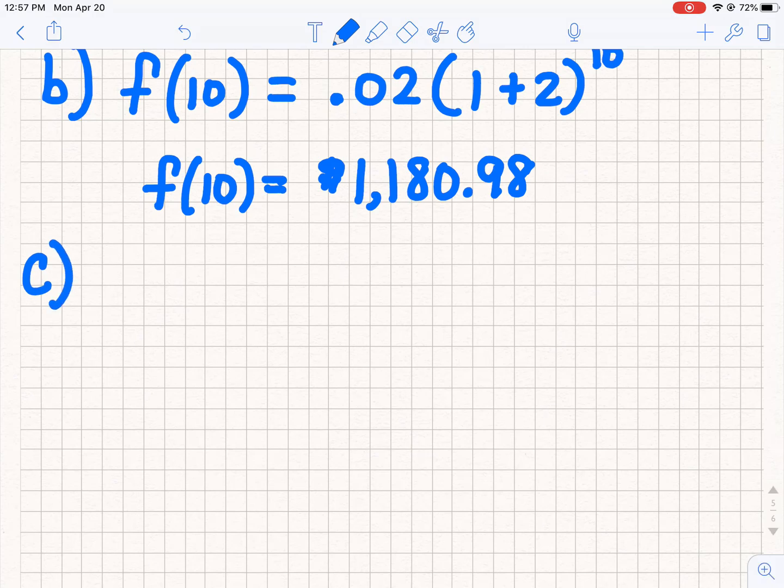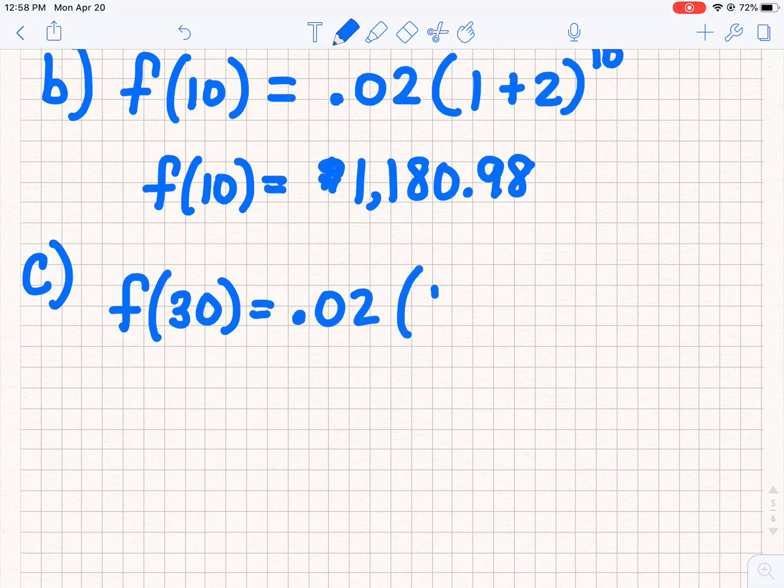Part C says at this rate, how much would you have after 30 days? Using the same equation, except this time we're going to go 30 days. Now this went up really high, and there was somebody that didn't actually believe this was true. So they started figuring it out using a table. I think they actually did all 30 days and they figured out this actually works, if you're doubling every day and adding to what you had the day before. Okay, 30 days.